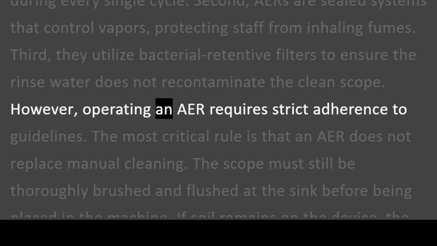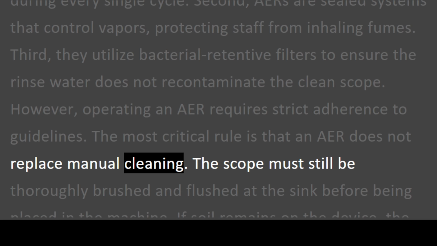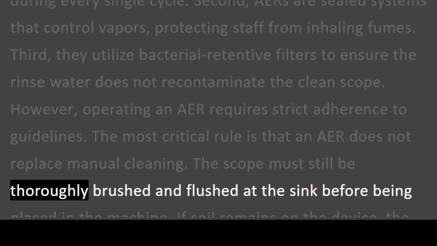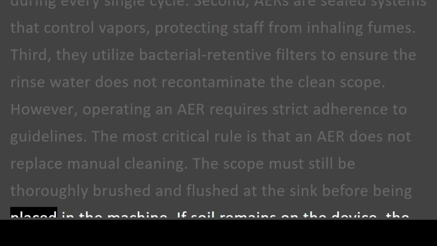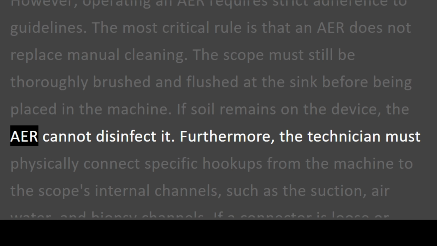However, operating an AER requires strict adherence to guidelines. The most critical rule is that an AER does not replace manual cleaning. The scope must still be thoroughly brushed and flushed at the sink before being placed in the machine. If soil remains on the device, the AER cannot disinfect it.